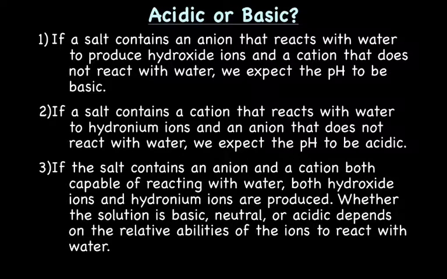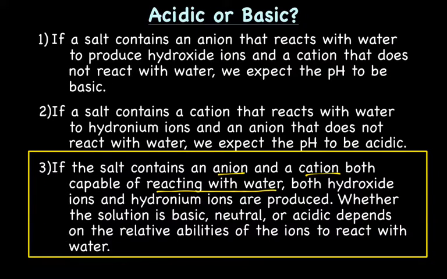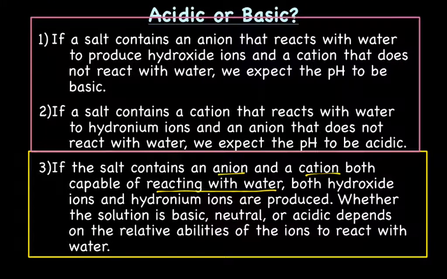If the salt contains an anion and a cation, both capable of reacting with water, both hydroxide and hydronium ions are produced, and whether the solution is basic, neutral, or acidic depends on the relative abilities of the anion and cation to react with water. In this case, we would actually have to do some math. If we're in these two scenarios here, we can just make a basic prediction. So let's try some predictions next.